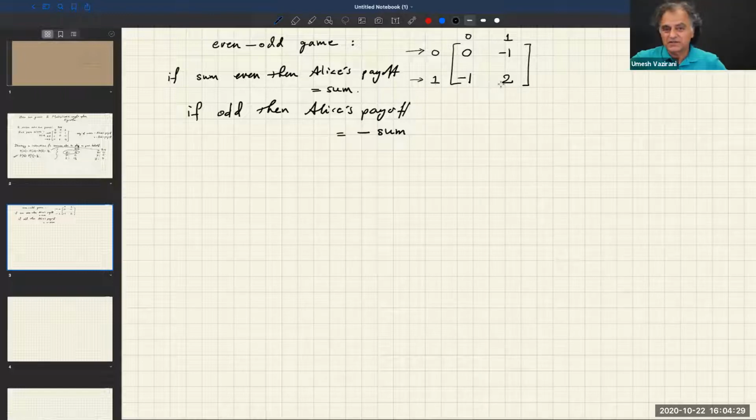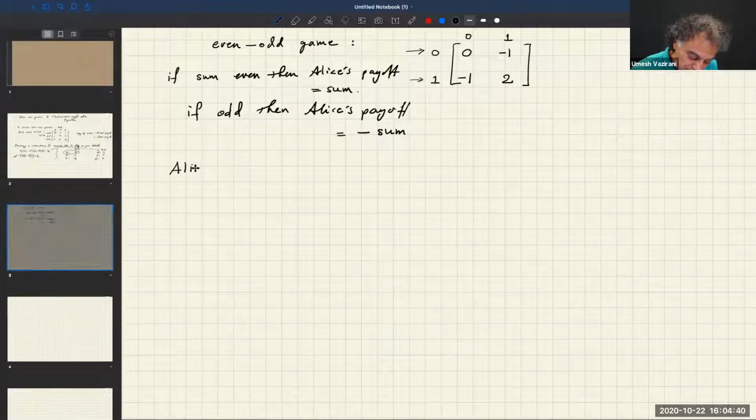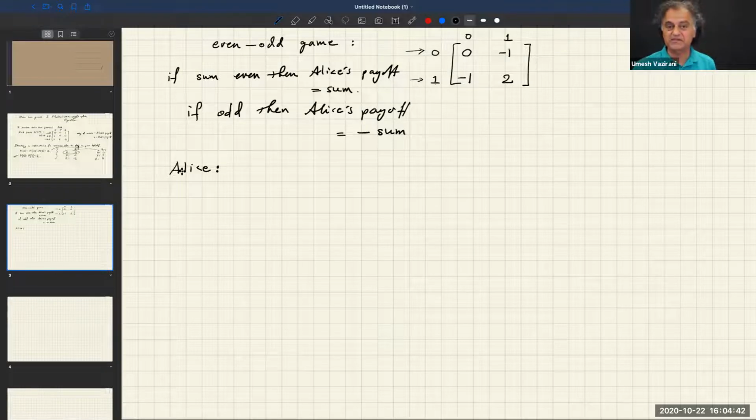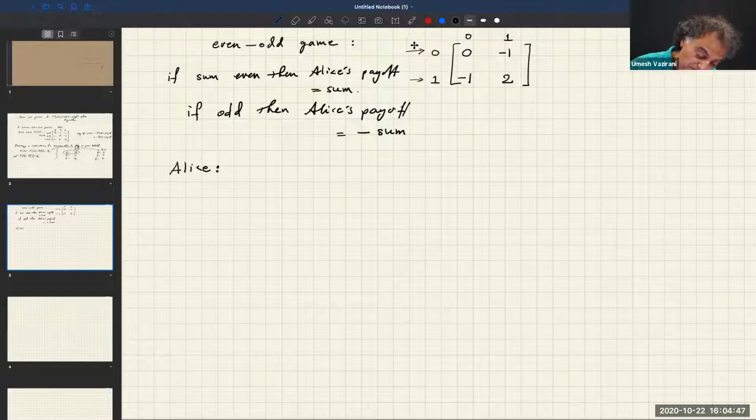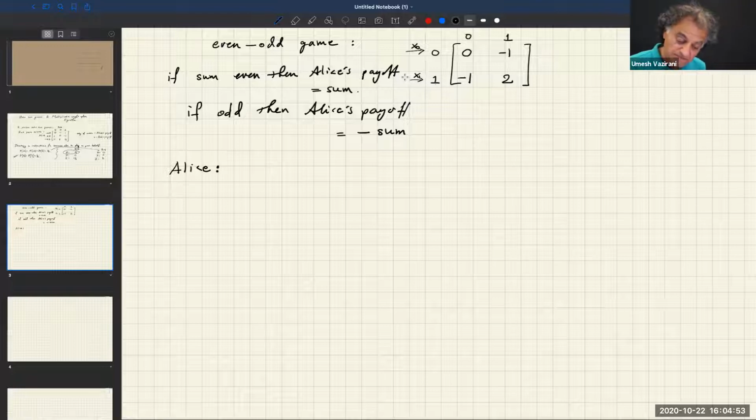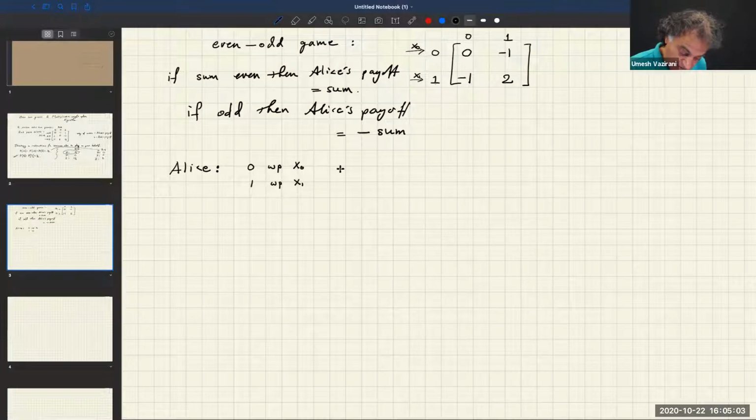Okay, but now Alice wants to give instructions on how to play. So if Alice was to give instructions and pick a probability distribution, she'd pick 0 with probability x0, 1 with probability x1. So now what's Bob's payoff? So she picks 0 with probability x0, 1 with probability x1. And now we want to see Bob's payoff.